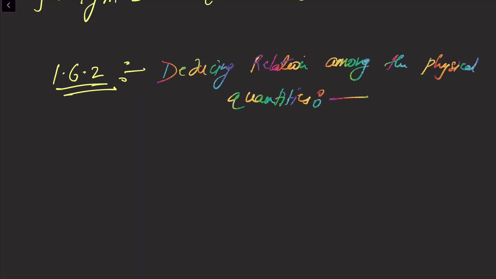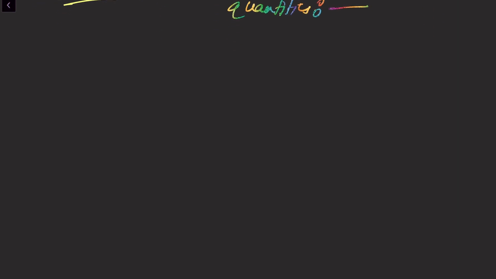Okay, now let us go to the next, 1.6.2, deducing relation among the physical quantities. So this method of dimensions can sometimes be used to deduce the relation among different physical quantities. Okay, let us do example 1.5.